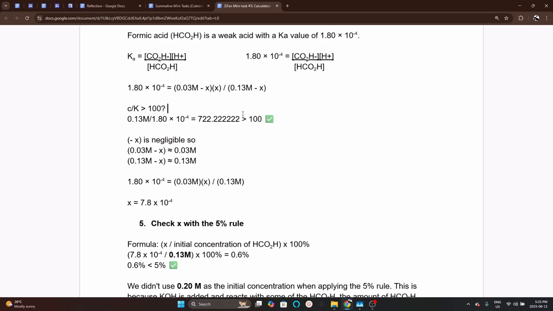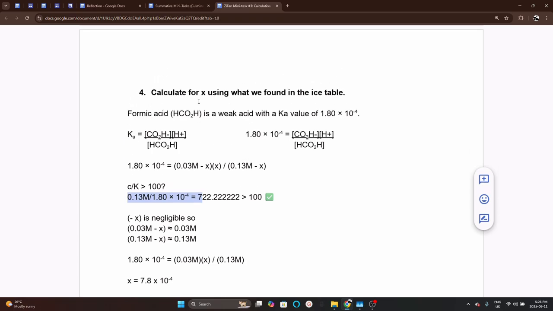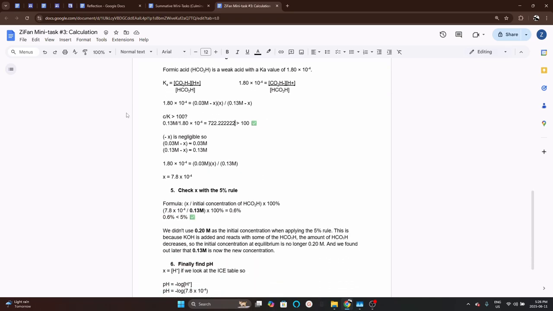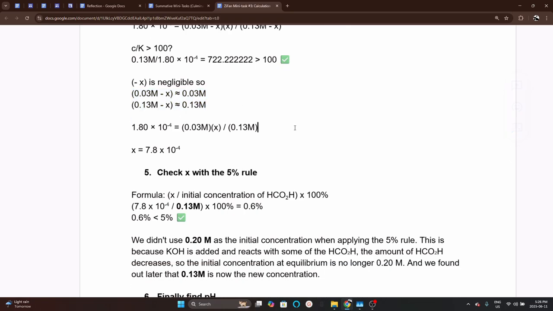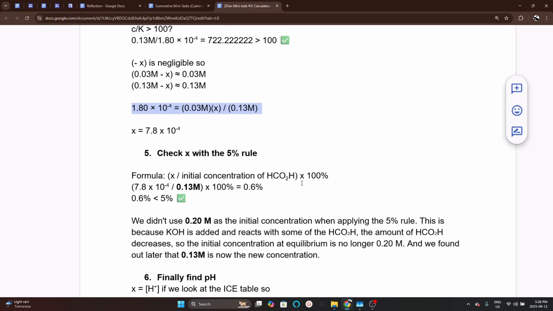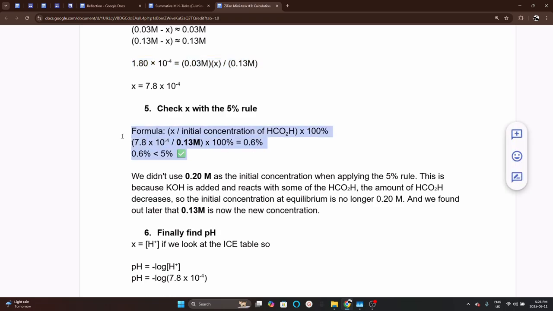Is it greater than 100? Then we could consider the minus x negligible. After we plug in the concentration of the leftover acid divided by the Ka value, we get 722, which is a lot greater than 100. So minus x is negligible, and we can consider these are true. So after we plug in the new equation, we will find x is 7.8 times 10 to the power of negative 4. And so now we want to check the 5% rule to see if it's really valid.